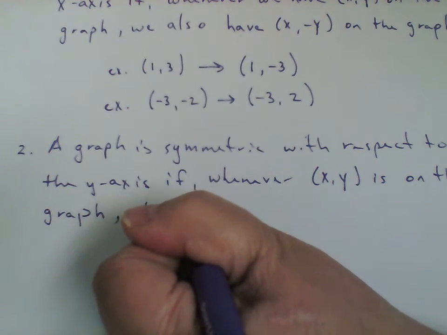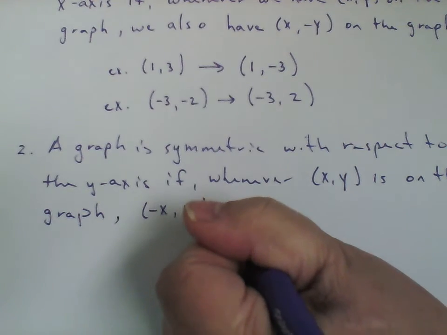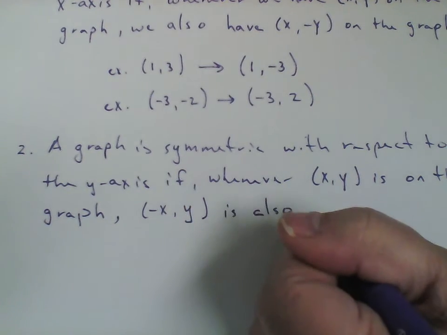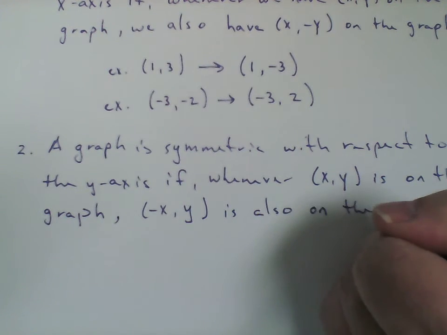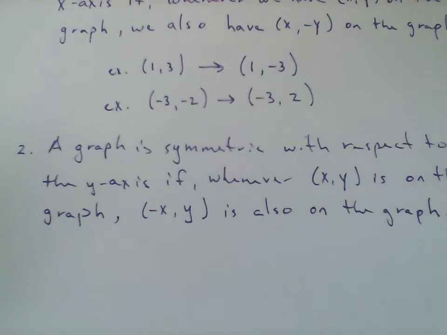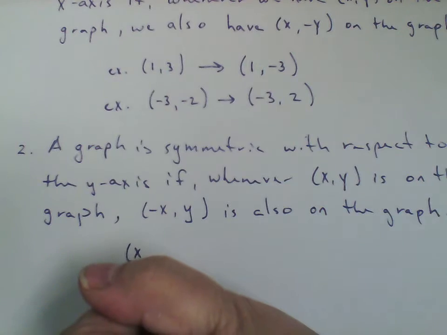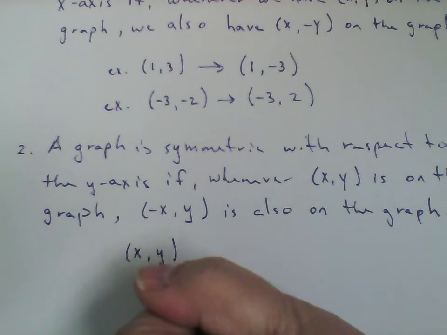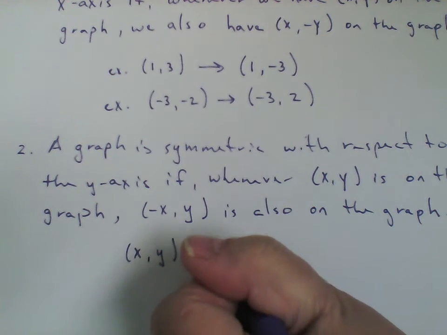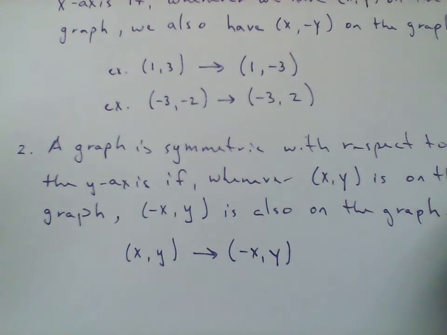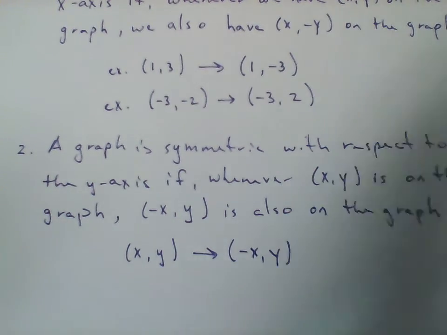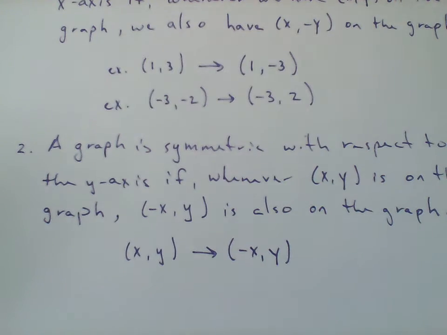Negative x, y is also on the graph, right? So we have xy. We would also have to have negative xy for it to be symmetric with respect to the y-axis, or symmetric about the y-axis, or different ways you'll hear it said, right?